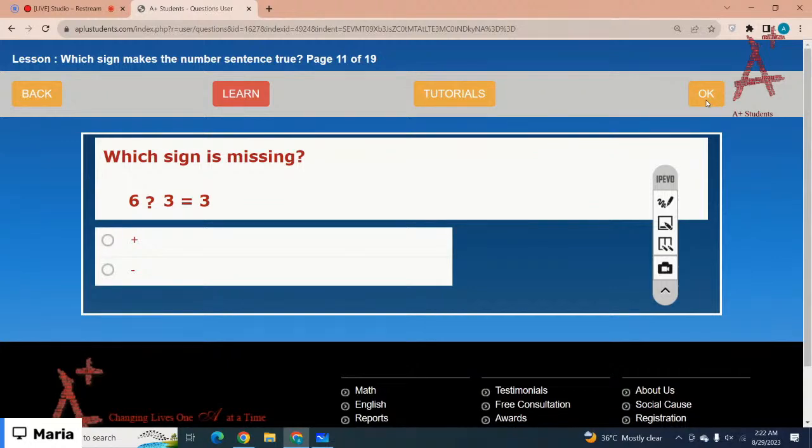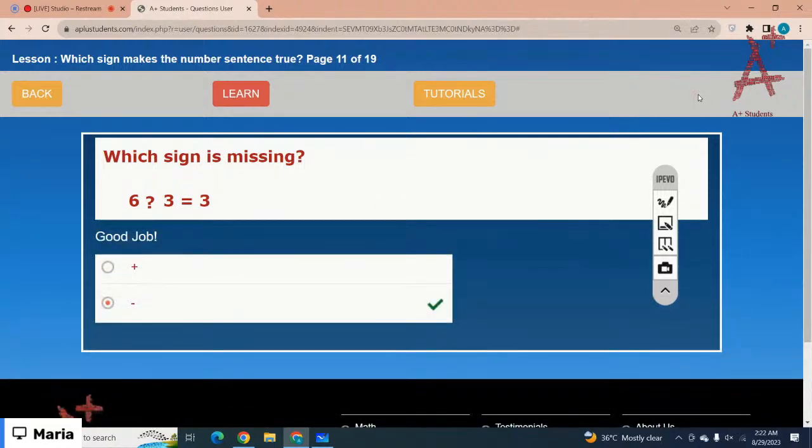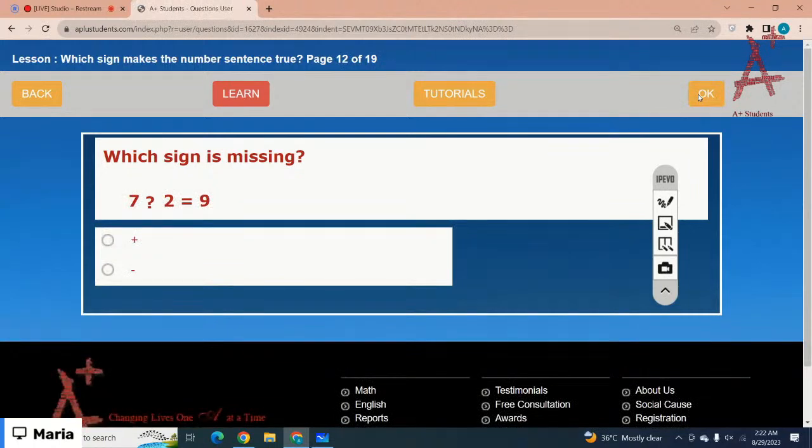Which sign is missing? 6 plus 3 equals 3 or 6 minus 3 equals 3? That means 6 take away 3 equals 3, right? The second option is the correct one. 6 take away 3 equals 3. Which sign is missing? 7 plus 2 equals 9 or 7 minus 2 equals 9?